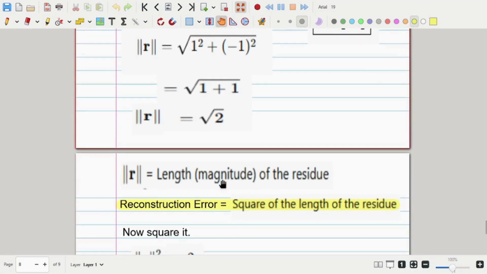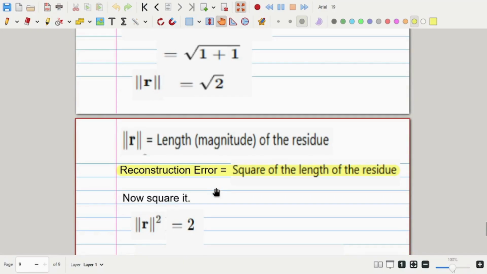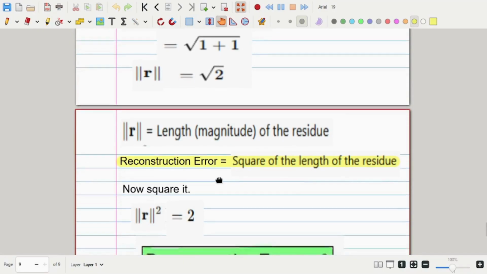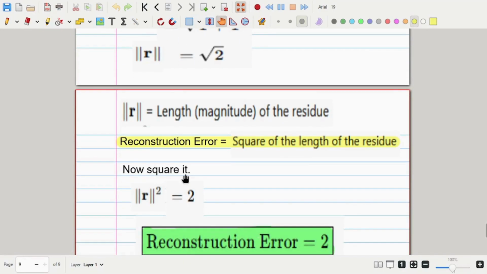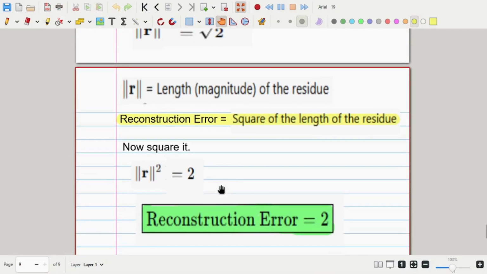Remember that norm of R means the length or magnitude of the residue, and reconstruction error means the square of the length of the residue. So square it. So square root of 2 square means 2. Therefore our reconstruction error is 2.